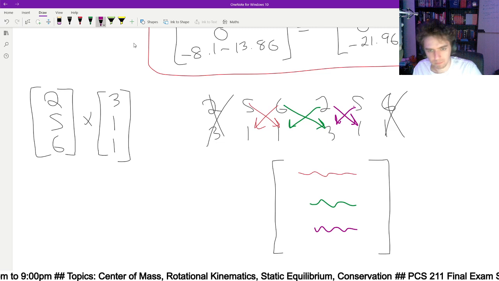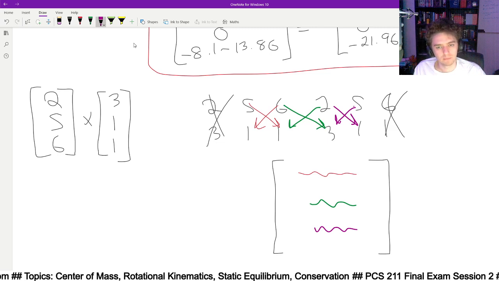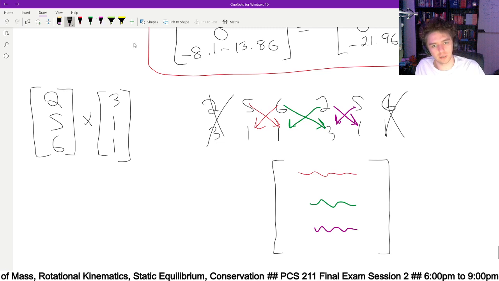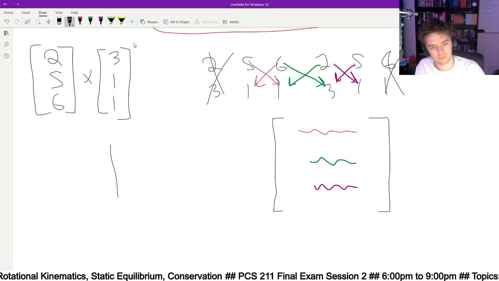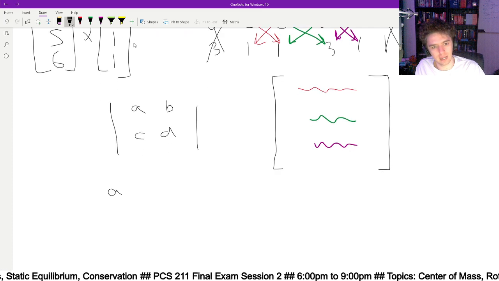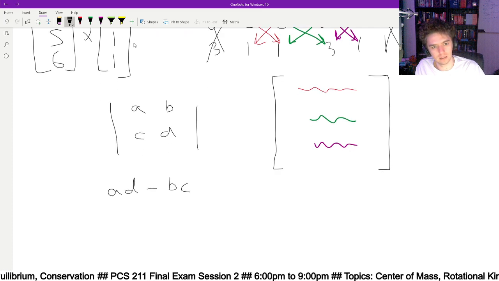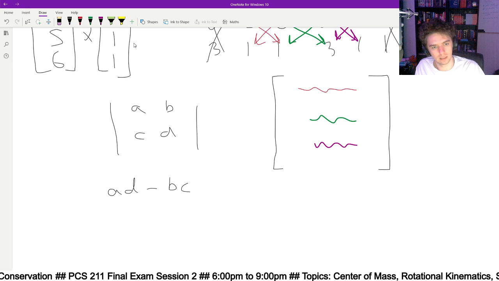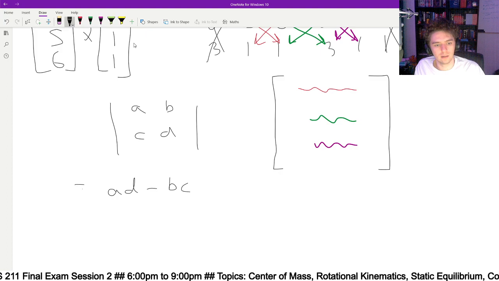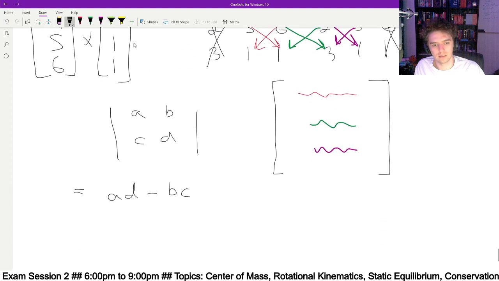But is it 5 minus 6, or is it plus this time? Well, just like you would find the determinant of a 2x2. If you're finding A, B, C, D, the determinant of that is AD minus BC. I just thought you said something about addition, so I was confused. All right, that's cool. So that's how you do that.